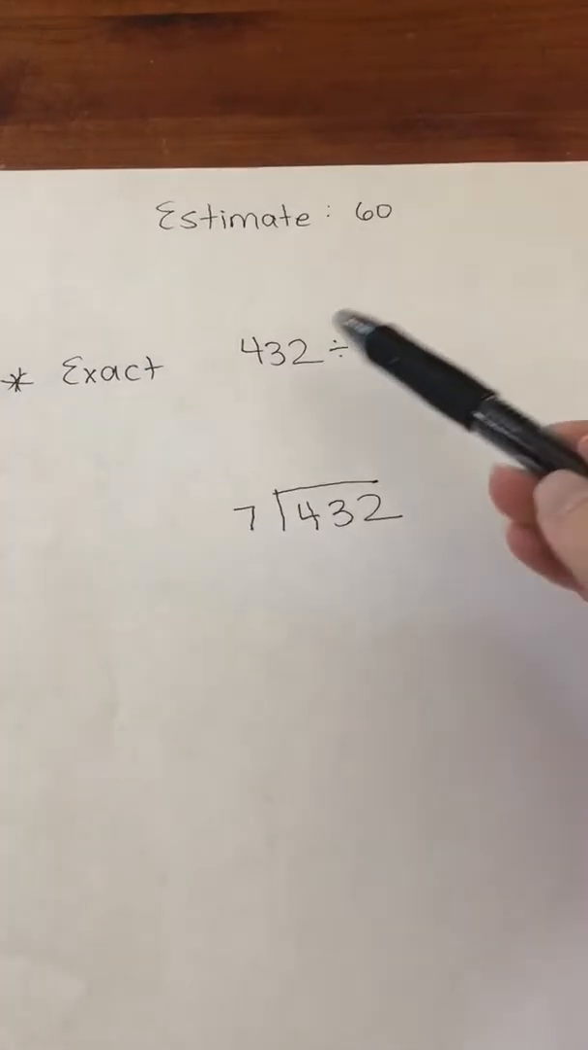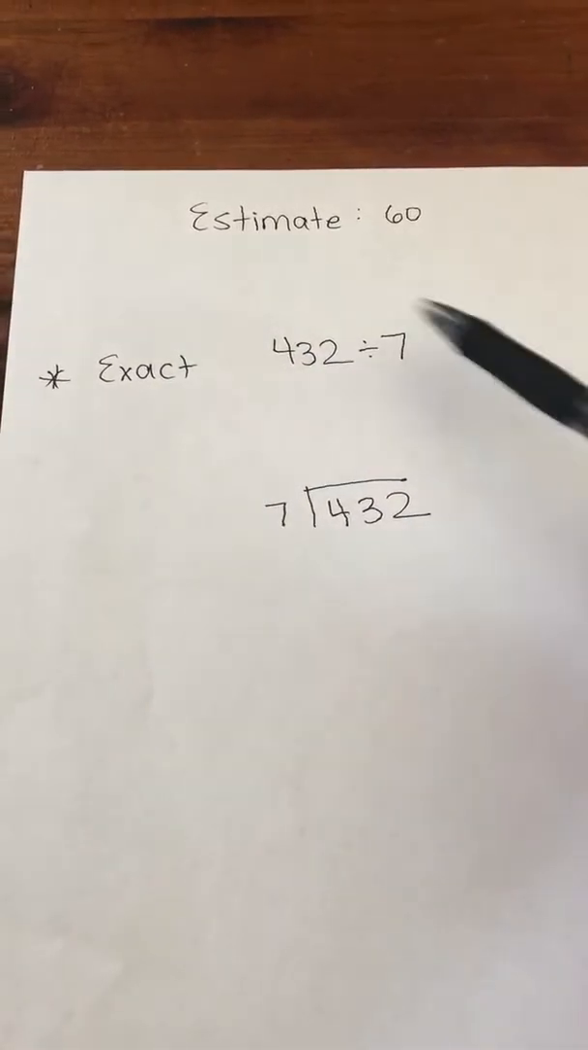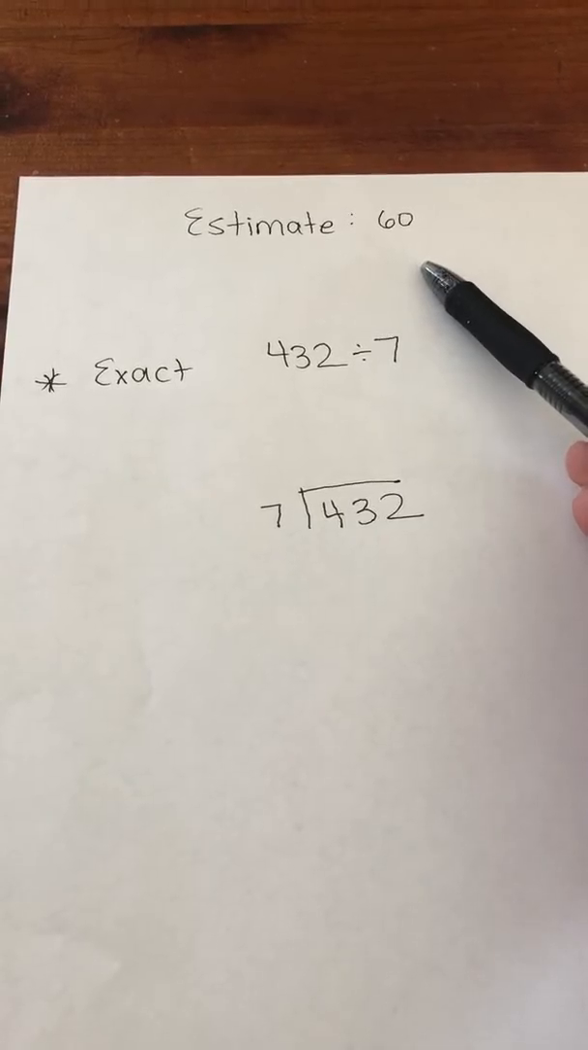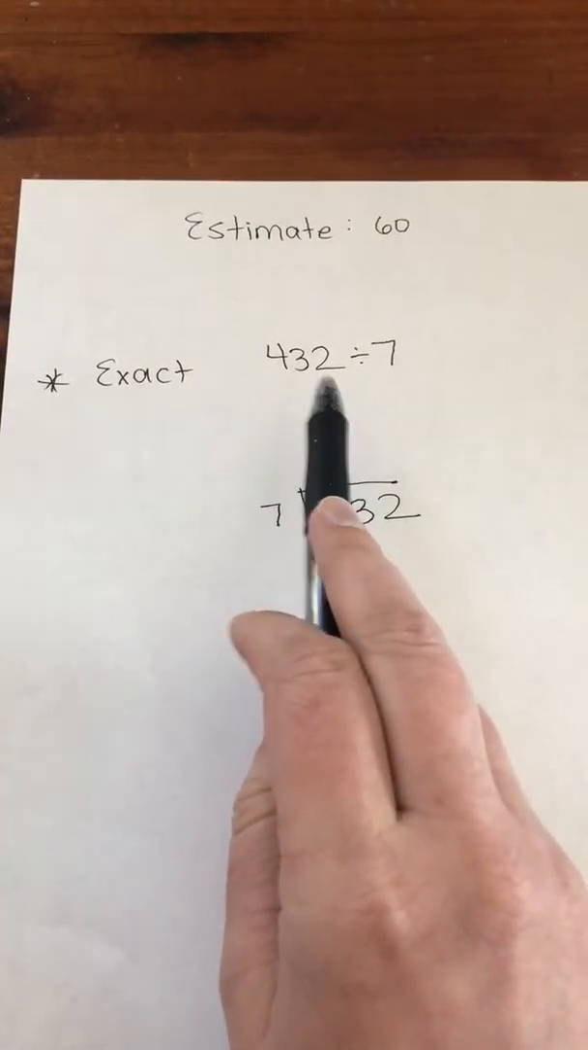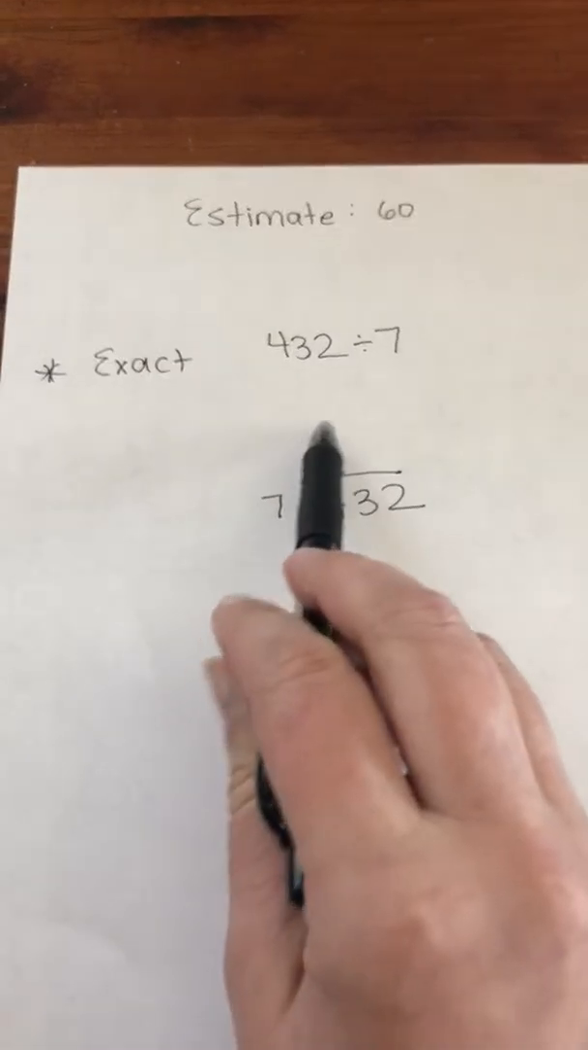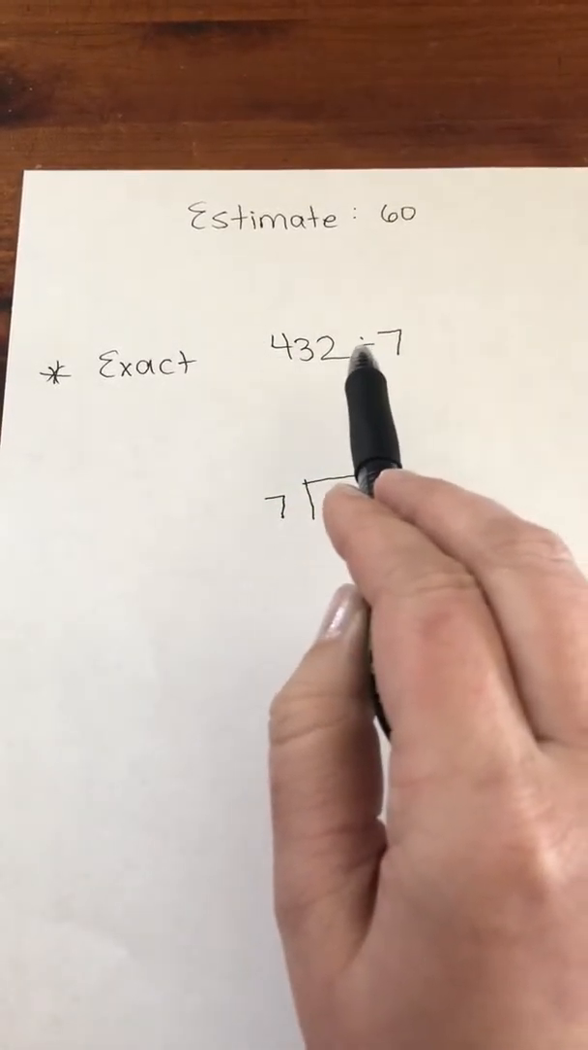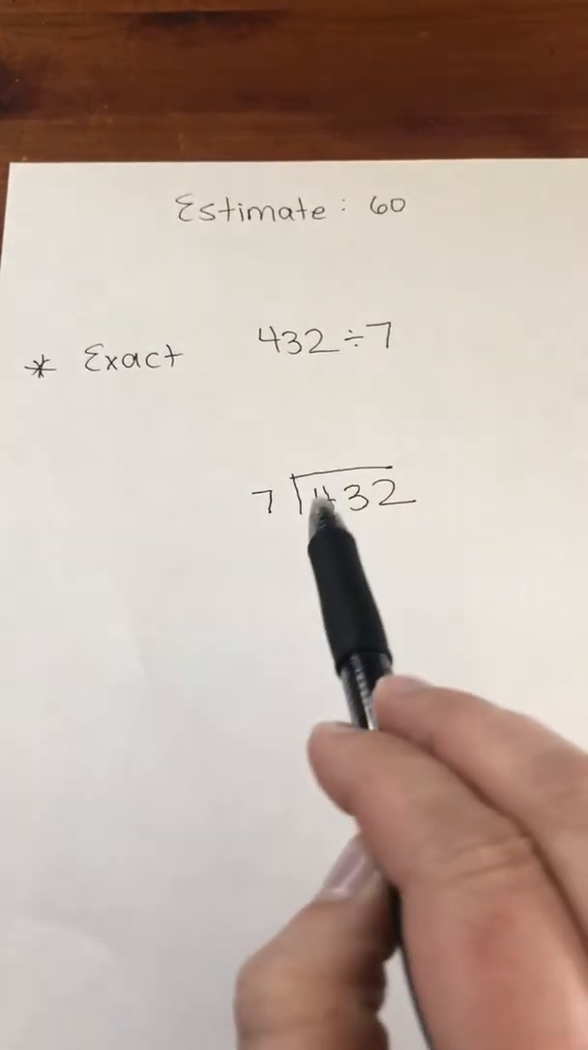So in our last video, we estimated the quotient to be 60. Let's check its reasonableness by finding the exact quotient. Now we don't write our long division questions this way. We write them this way so we can think. 4 goes into 7 how many times?